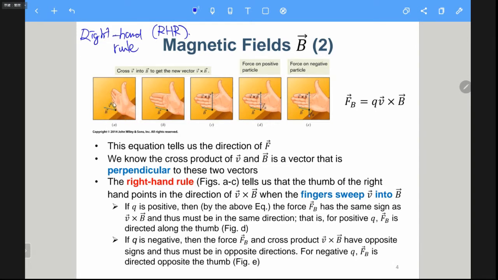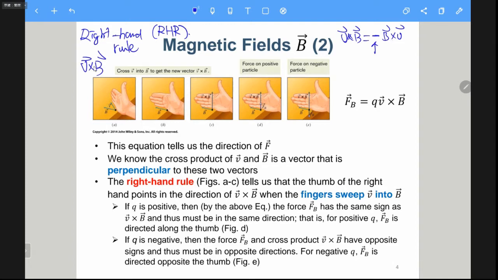As you see here, if we have V cross B, then you use your four fingers pointing to the vector V. A very important point is that for scalar multiplication, A times B equals B times A. But for the cross product, if you swap the order, there will be a negative sign. You cannot arbitrarily reverse the order of the cross product.